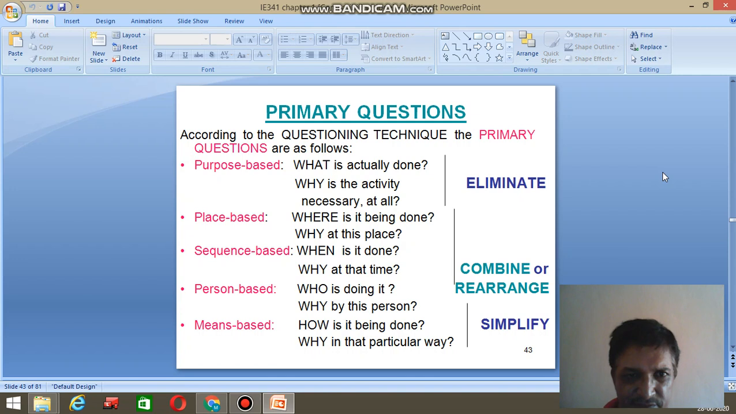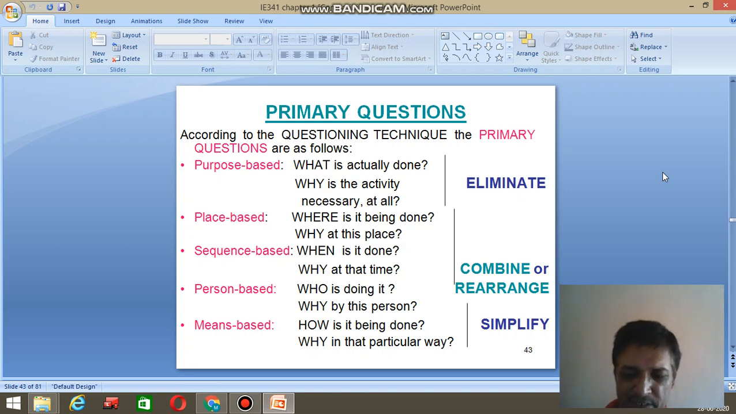The primary questions, for example on purpose, are: what is actually done? Why is the activity necessary? Place: where is it being done? Why at that place? Sequence: when is it done? Why at that time? Person: who is doing it? Why by this person only? Means: how is it being done? Why in that particular way only?